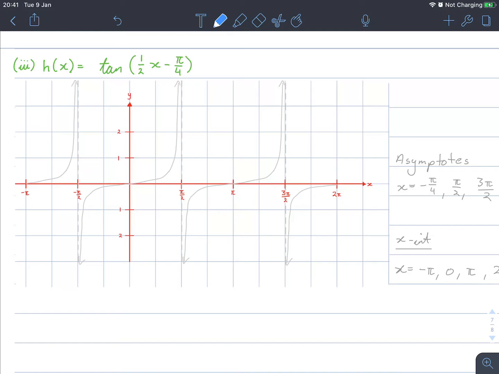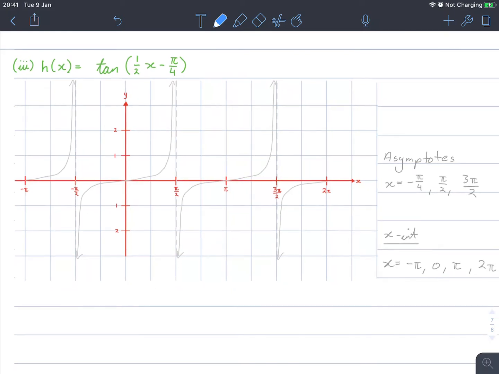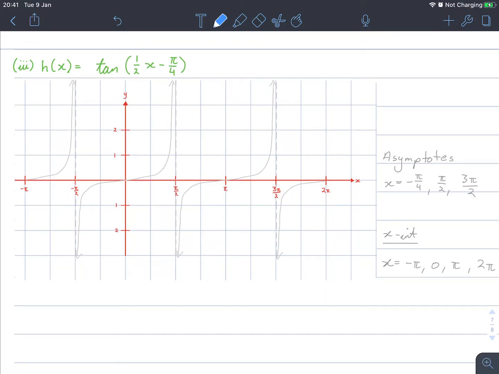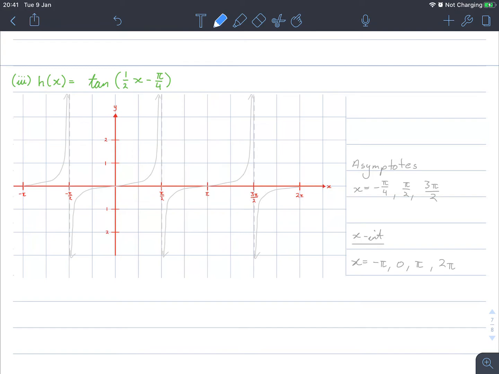Hello class, this is a video tutorial on trigonometric functions and the graphing of them. In this video we'll be looking at an example of graphing a function of tan. So, unlike with sine and cos, the critical points that we need to remember for tan are its asymptotes that I've highlighted here and its x-intercepts.